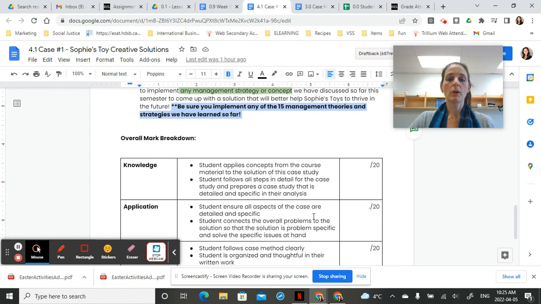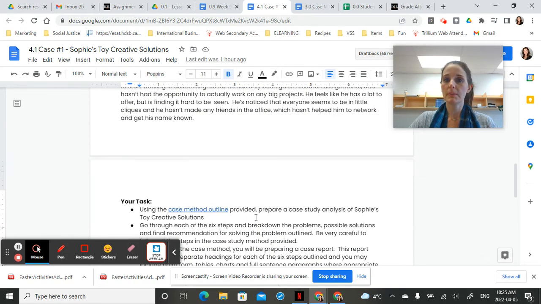Okay, your overall mark breakdown is here as well. And like I said, this is your culminating assignment for Unit 1. So it is worth about 7 to 8% of your overall mark. It's actually worth more than your unit test. Okay, so you really want to put your best foot forward with this.